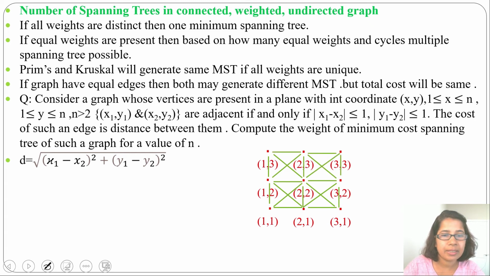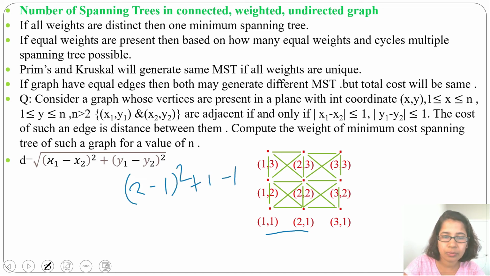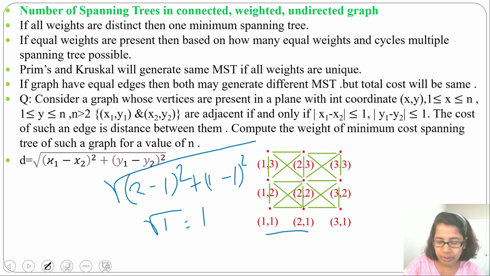So weight is the distance between them, and the distance formula is square root of (x1 minus x2) whole square plus (y1 minus y2) whole square. Let's find the distance between these two nodes. So square root of (2 minus 1) whole square plus (1 minus 1) whole square. 2 minus 1 is 1, square is 1. 1 minus 1 is 0, 0 square is 0. So square root of 1 is 1. So here weight will be 1. So like this we'll add 1 for these edges.